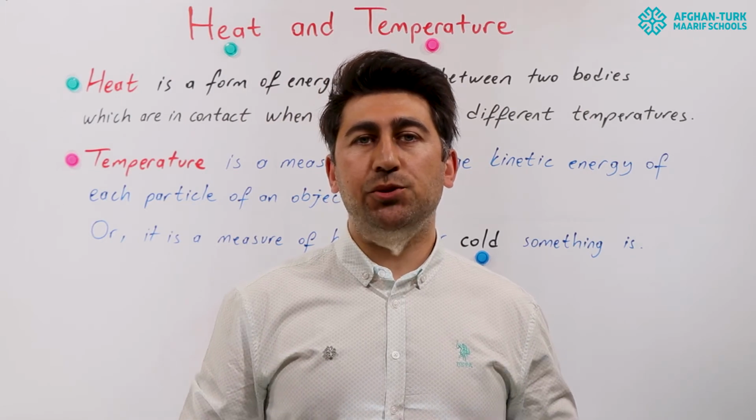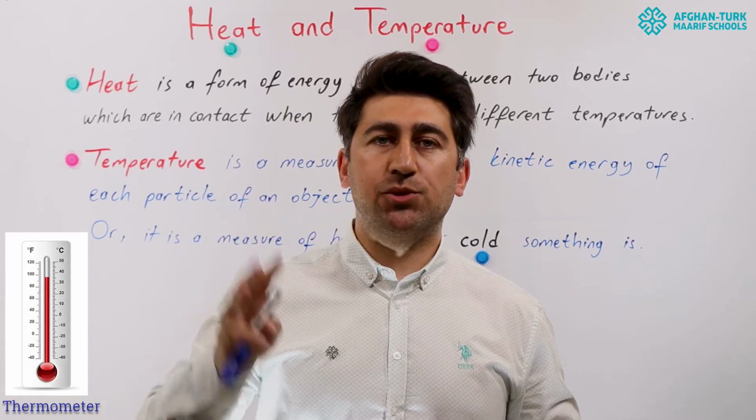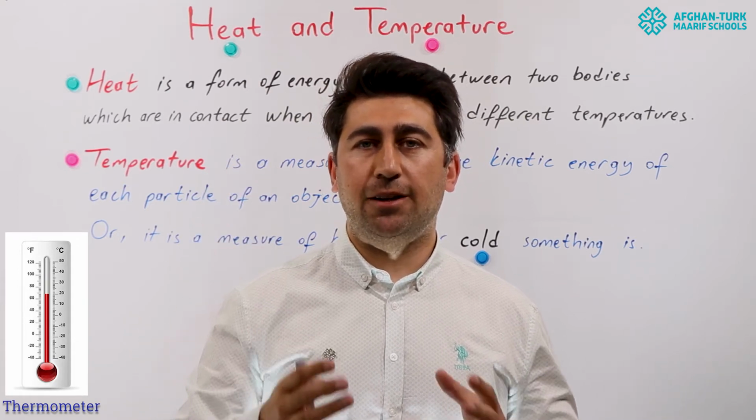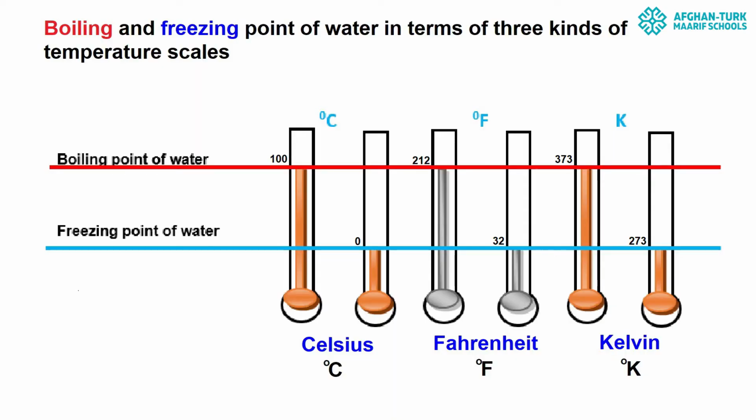The instrument we use to measure temperature is called a thermometer. There are three kinds of temperature scales. The first one is Celsius. The second one is Fahrenheit and the last one is Kelvin. The relationship between them is like this.